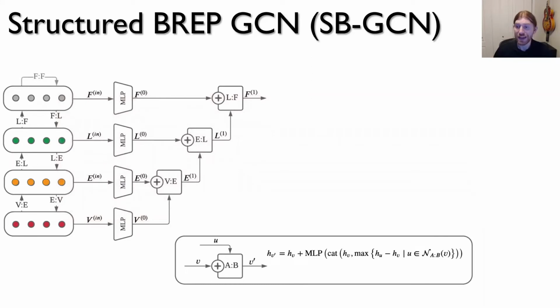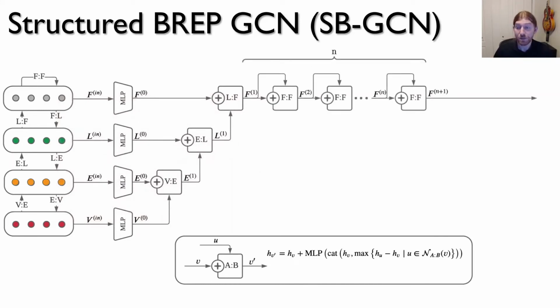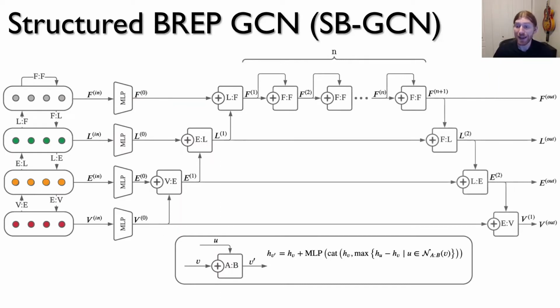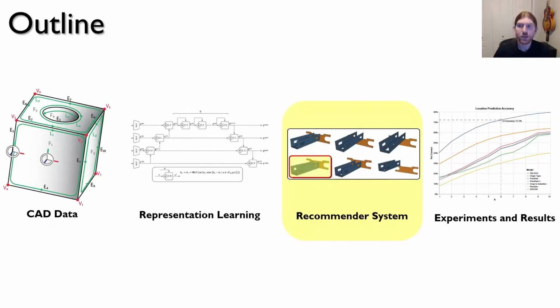With these meta edges added to our structured graph, we pass messages from face to face for n layers. This parameter controls the receptive field size, and then finish by message passing back down the structure from faces to vertices. This efficiently produces embedding vectors for each type of topological entity that captures information from a wide receptive field, satisfying all our requirements for representation learning on BREP topologies. So we have a way to learn BREP topology embeddings. What can we do with it?